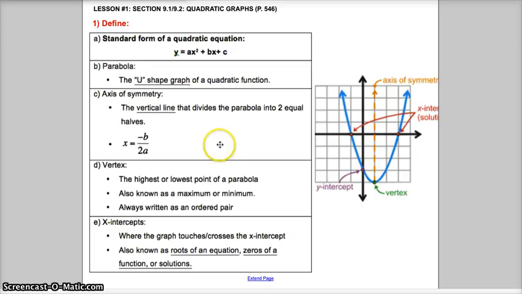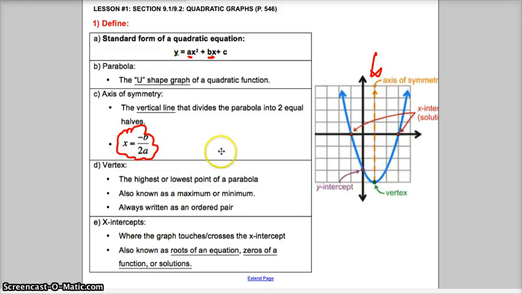Standard form of a quadratic equation is any equation in the form y equals ax squared plus bx plus c. Parabola is the U-shaped graph shown over here. Axis of symmetry is the vertical line. So it's this vertical line right here that is dividing the parabola into two equal halves. Its equation is x equals the opposite of b over 2a, b and a.